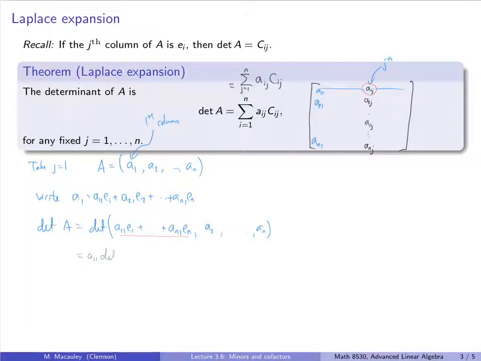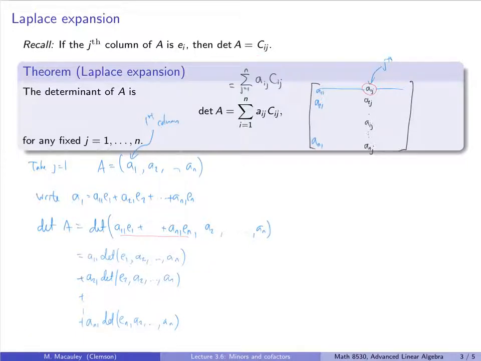If we do that, we get A11 times the determinant of E1, A2, all the way up to AN, plus the second term, which is A21 times the determinant of E2, A2, all the way up to AN, all the way up to the last term, which is AN1 times the determinant of En, A2, up to AN. And now we just apply this result up here, the last corollary we saw.